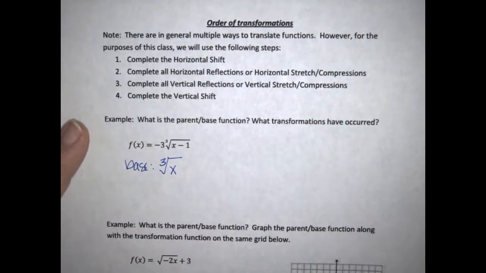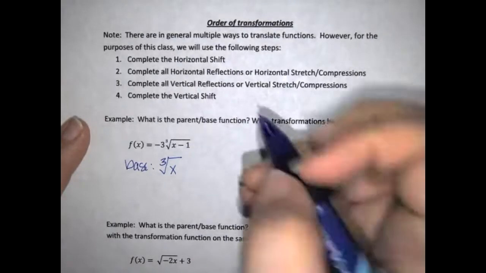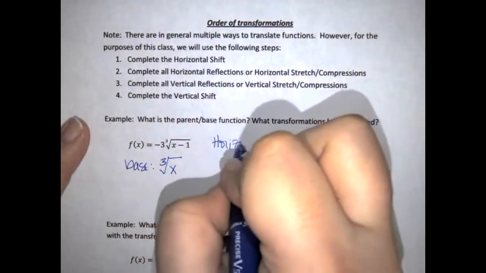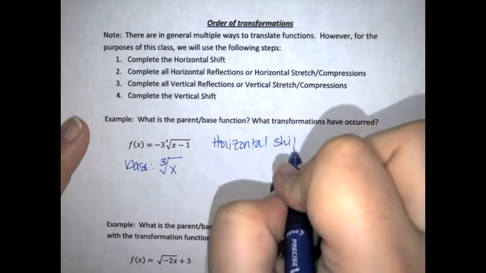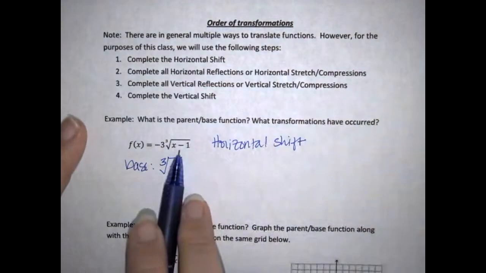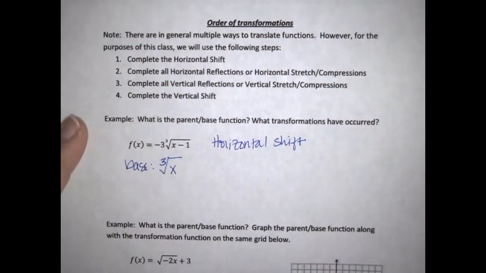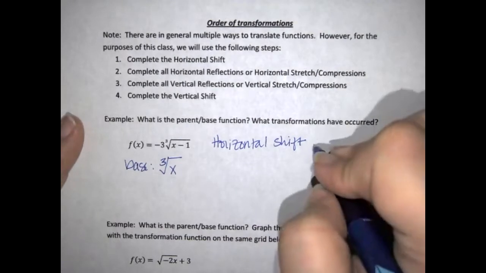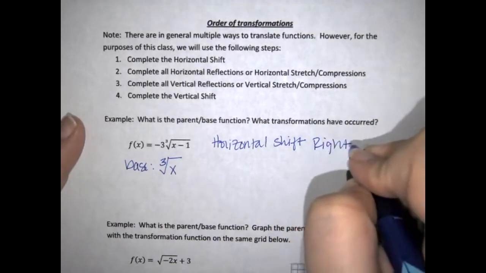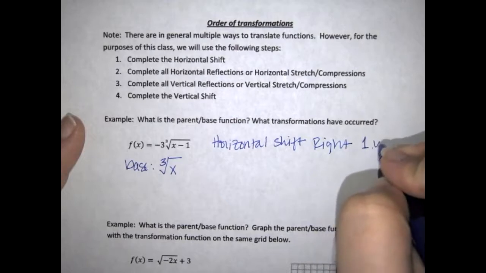Then we need to look at how it is moving. So first, let's look at the horizontal shift. Horizontal shift means add or subtract inside your function. Well, we have that. So here we have a horizontal shift. The negative sign means that we are shifting to the right. And we are shifting to the right over 1 unit. So we are going to shift to the right 1 unit.